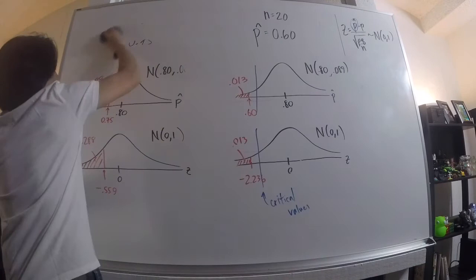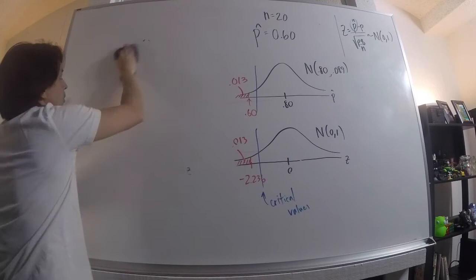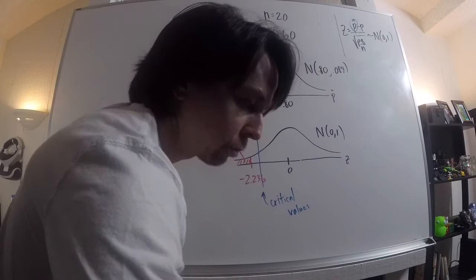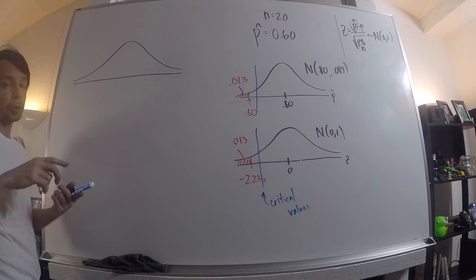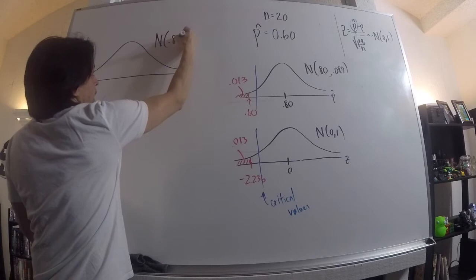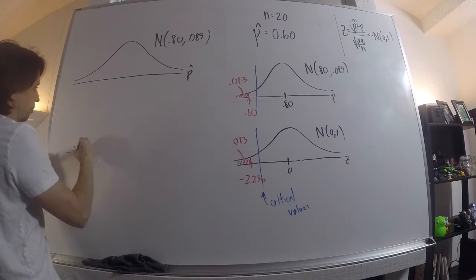And then I'm going to have some follow-up questions related to the same thing. So I'm still going to work with the same company claiming 80% satisfaction. But what I'm going to do is pretend that we're working before we even take a sample. So we're going to take two more samples of 20 and look at percentages. Here is my n, 0.80, and 0.089. And here's my standard normal curve.